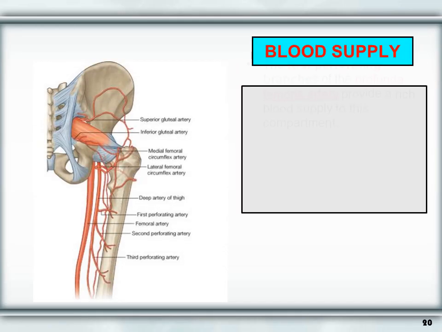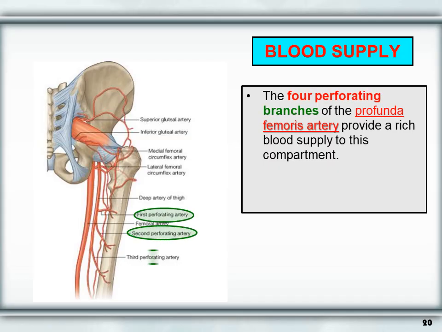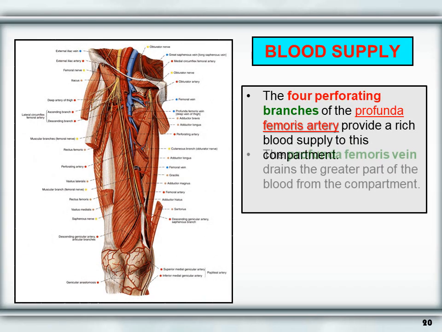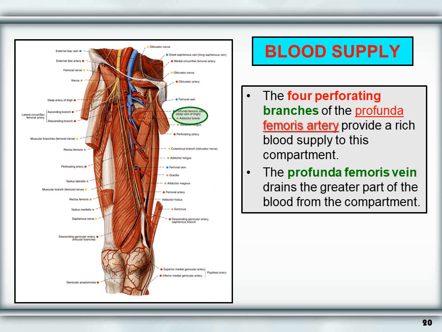Blood supply of the posterior compartment of the thigh: the perforating branches of the profunda femoris artery provide a rich blood supply to the posterior compartment of the thigh. At the same time, there is venous supply. The profunda femoris vein drains the greater part of the blood from the posterior compartment of the thigh.